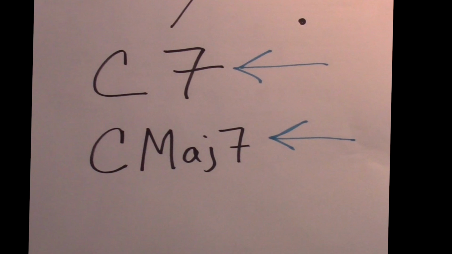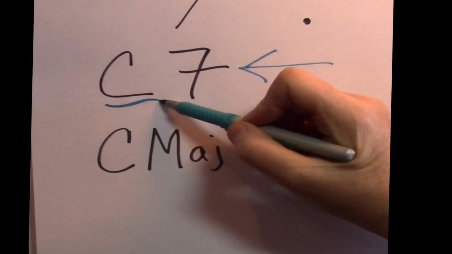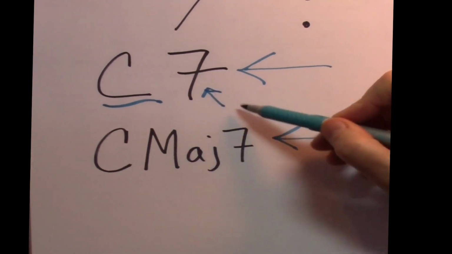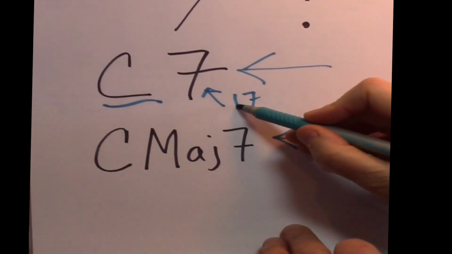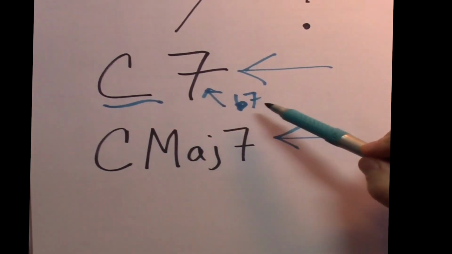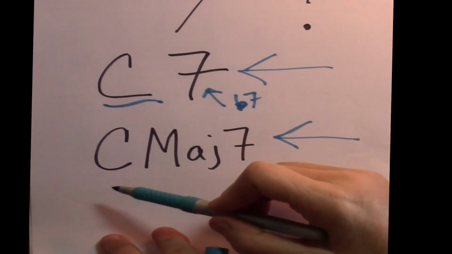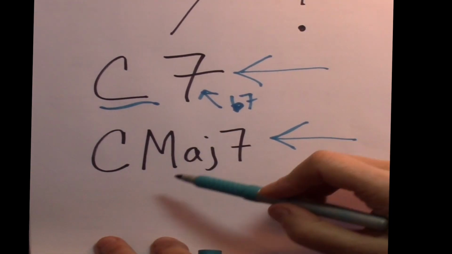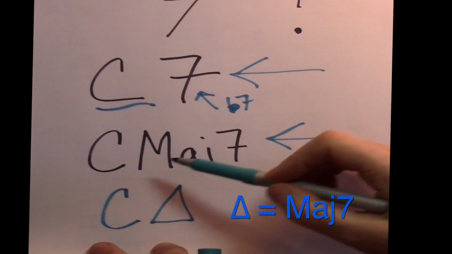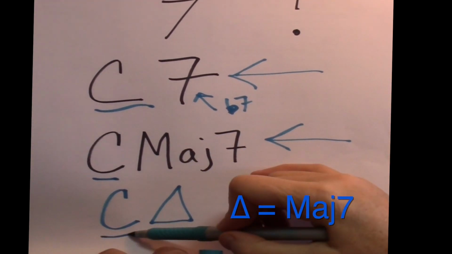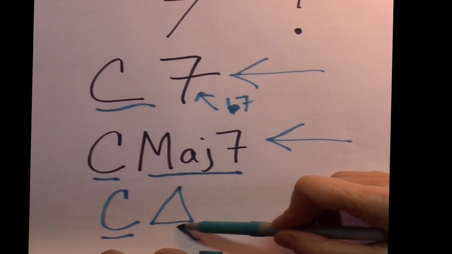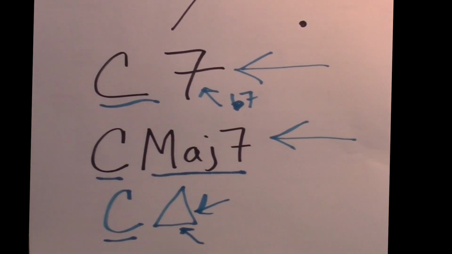So again, C7 means a C major chord, and you're adding a flat 7. If you just see a 7 after a C, it means a C major chord with a flat 7 added. If you see a C major 7th, or in some jazz circles they'll use a triangle for the word major seventh, that means a C major chord with this major seventh added. I like the triangle because it's a little bit easier.